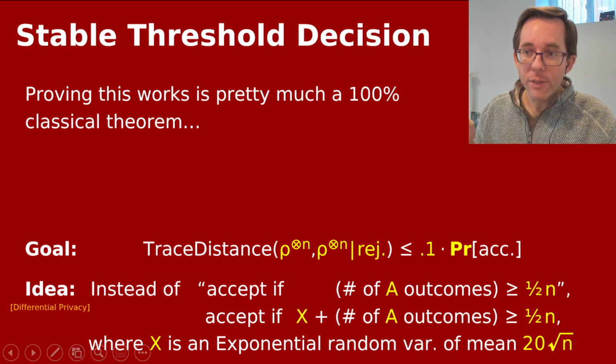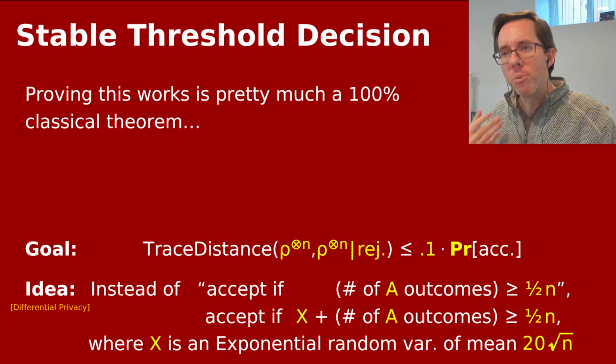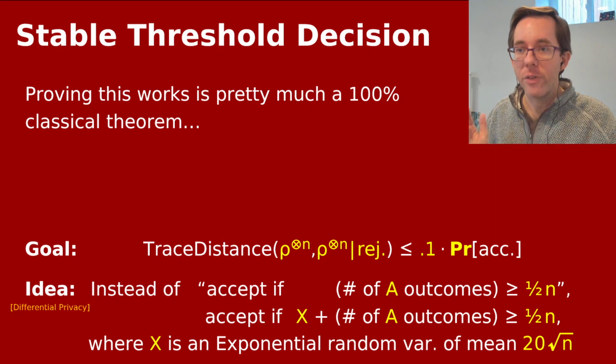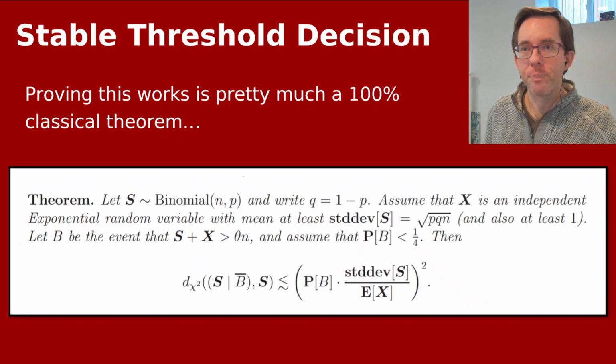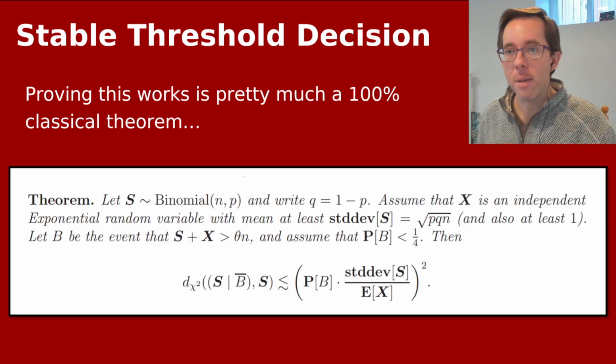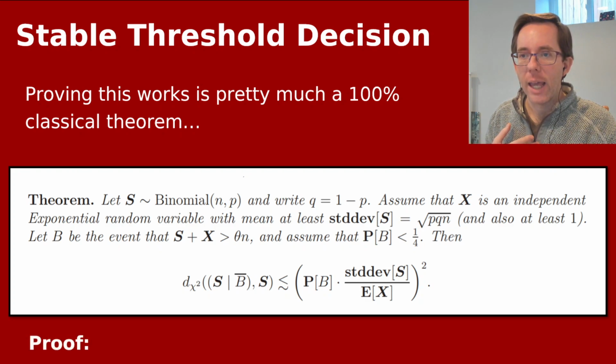In fact, this is the actual algorithm, and proving this works is pretty much a 100% classical theorem. Even though it's talking about quantum states and observables, when it comes down to proving this, you're basically proving a classical probability theorem. It comes down to proving literally this theorem that I've put up on the slides. I won't read it out loud, but you can pause and look at it if you want. I think this is a nice theorem, a differential privacy type theorem that we worked out. And what is the proof of this theorem?